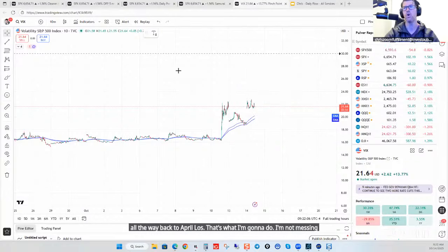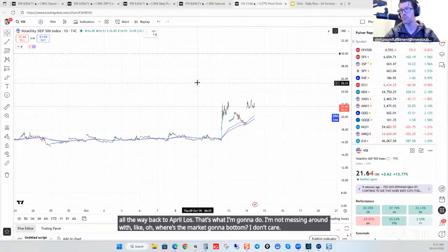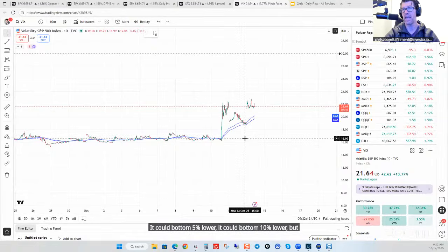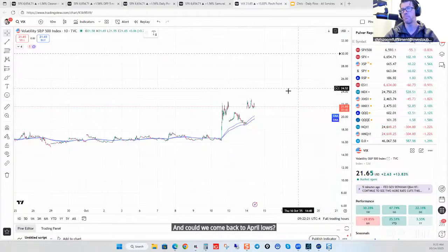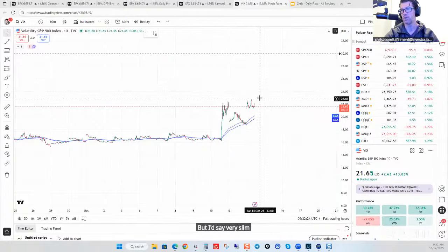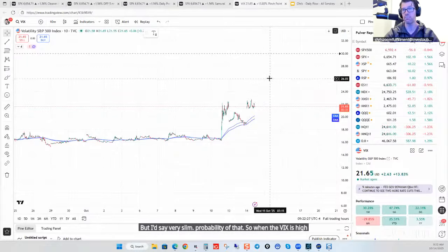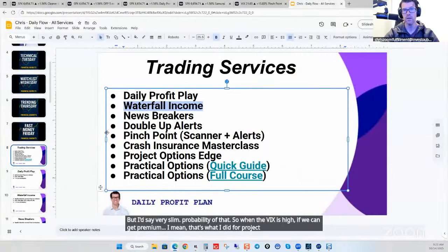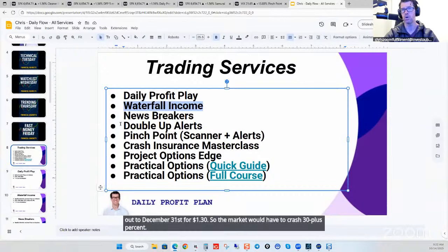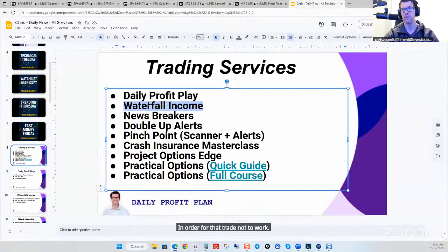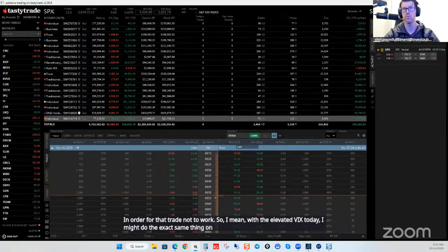I'm not messing around with where the market is going to bottom. I don't care. It can bottom 5% lower, it can bottom 10% lower. But if I'm down at April lows, it's going to have to bottom 30% lower. Could we come back to April lows? Yeah, maybe, but I'd say very slim probability. So when the VIX is high, if we can get premium, that's what I did for Project Options Edge last week. We sold a SPY ratio spread out to December 31st for $1.30. So the market would have to crash 30+% for that trade not to work. With the elevated VIX today, I might do the exact same thing on the QQQ.